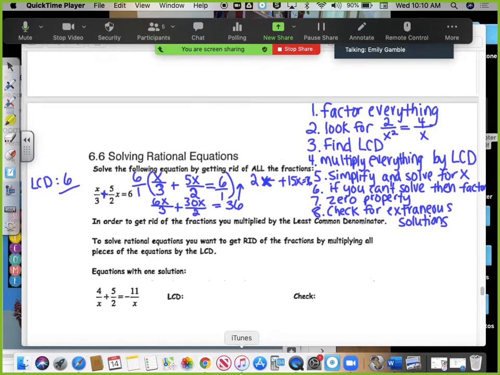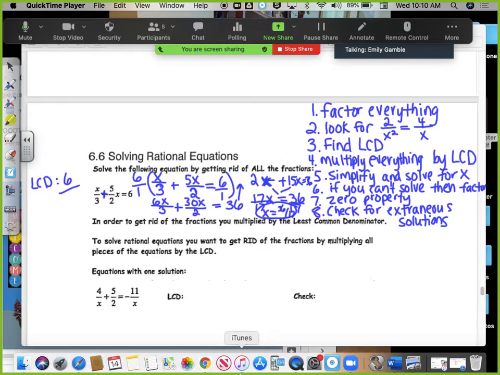I'm still on step 5, simplifying and solving for x. I can add 2x plus 15x and get 17x. And I can divide by 17 on both sides, and I'm going to get that the answer is 36/17. Sorry, I'm trying to squeeze it in here. So that's my final answer. I was able to simplify and solve for x and not have to do step 6 or 7. I didn't have to factor or do anything like that, but then I should do number 8.